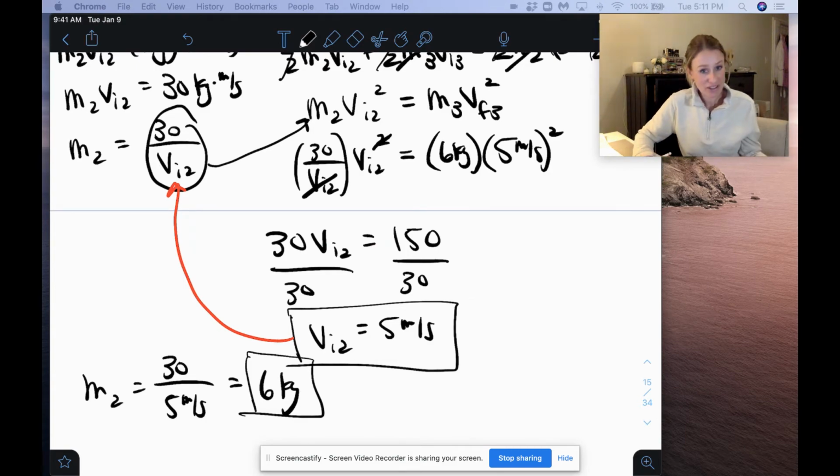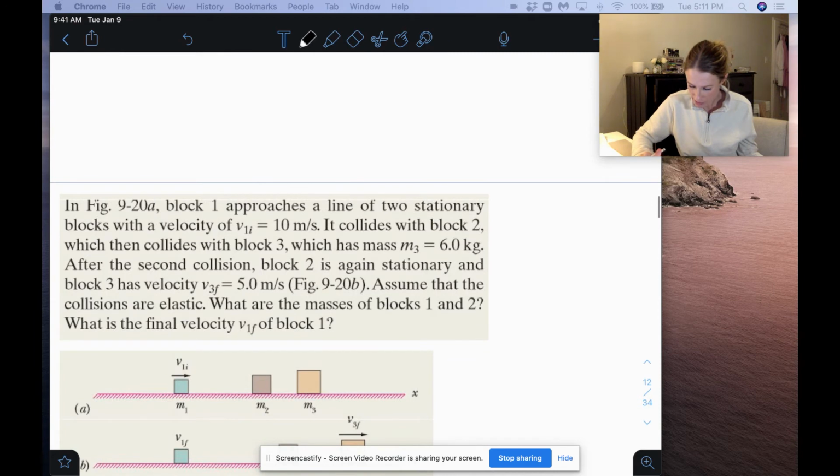And we've answered some of our questions too, right? Because I want to know what are the masses of block 1 and block 2. And then we also want to know what the final velocity V1 final is of block 1. So we know the mass of block 2 now. It is 6 kilograms, same mass as block number 3.